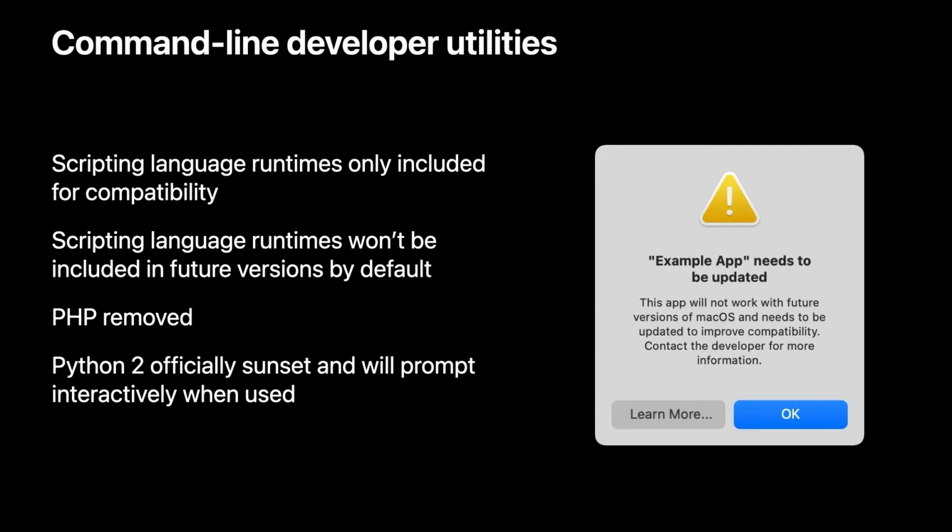Future versions of macOS won't include Python 2.7. It's recommended that you install and manage your own runtimes, including Python 3. You can also call the system Python 3 if needed, but that requires the Xcode command line tools to be installed.